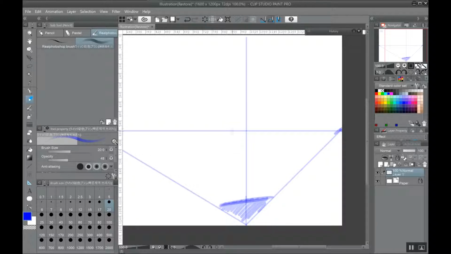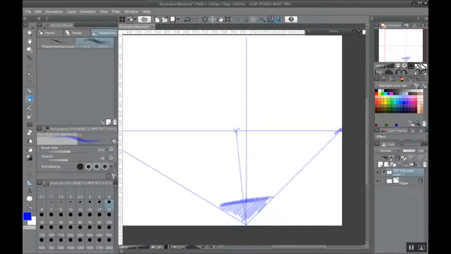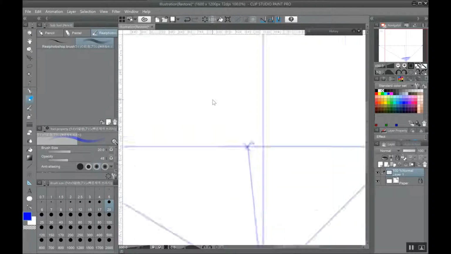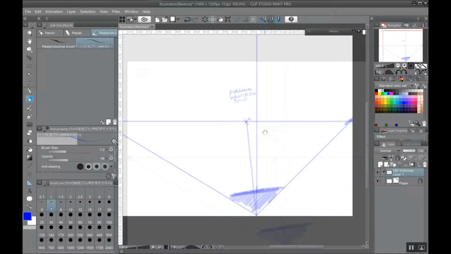Now, when these two points meet at 90 degrees, at a 45-degree angle, you have another line that comes out from here. When that line meets your horizontal line, this becomes your diagonal vanishing point. Why is this good for you?